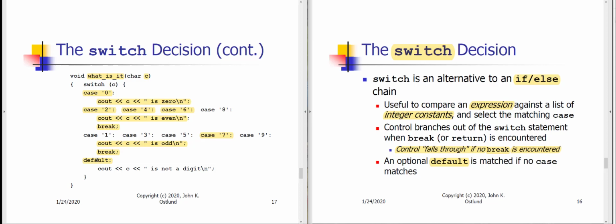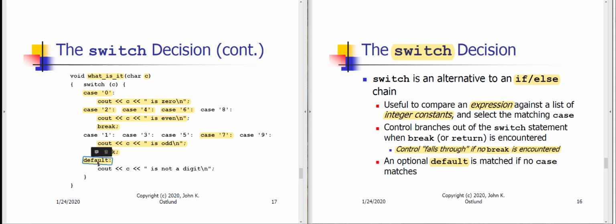So let's suppose we called WhatIsIt, and the character argument that came in was capital A, let's say. Okay, well capital A is not 0, it's not 2, 4, 6, or 8, it's not 1, 3, 5, 7, or 9. We've exhausted all of the cases, so we match, in this case, the default and display that A, capital A, is not a digit.